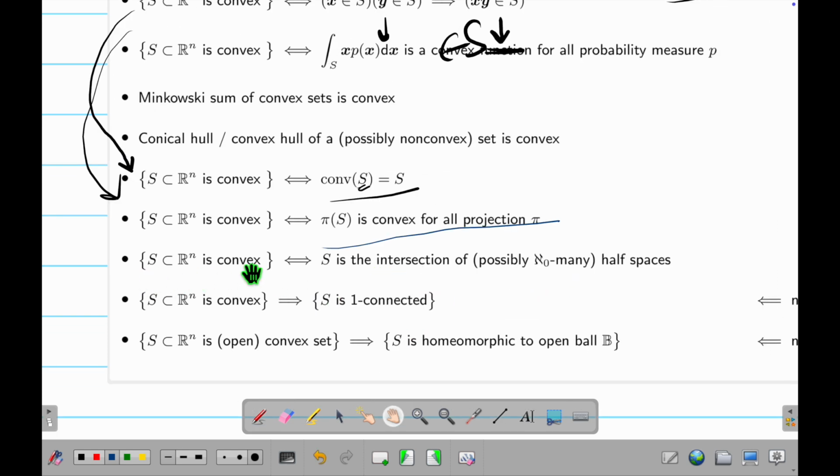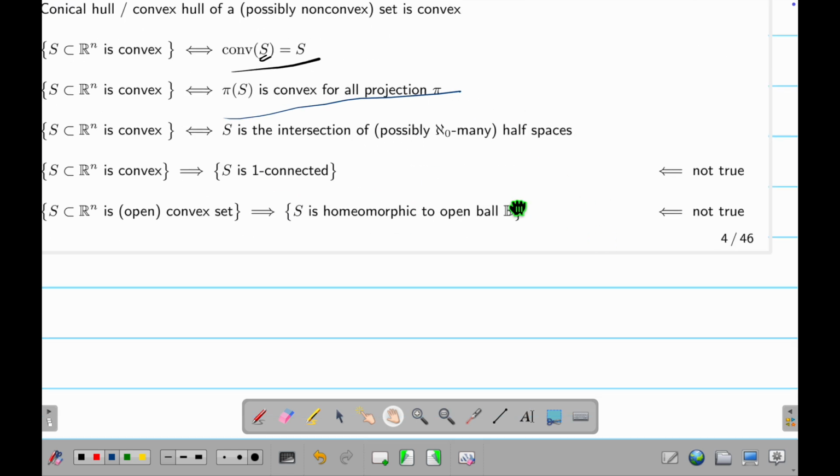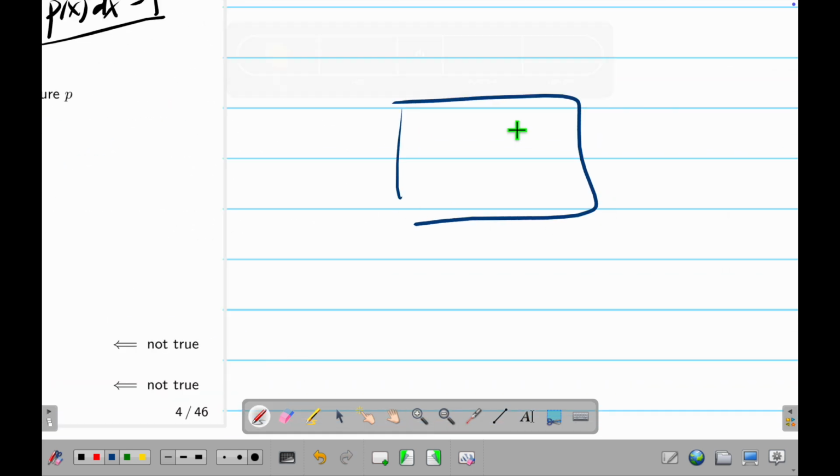A set is convex if S is the intersection of many half spaces. So what is a half space? This is a space, and I cut it.